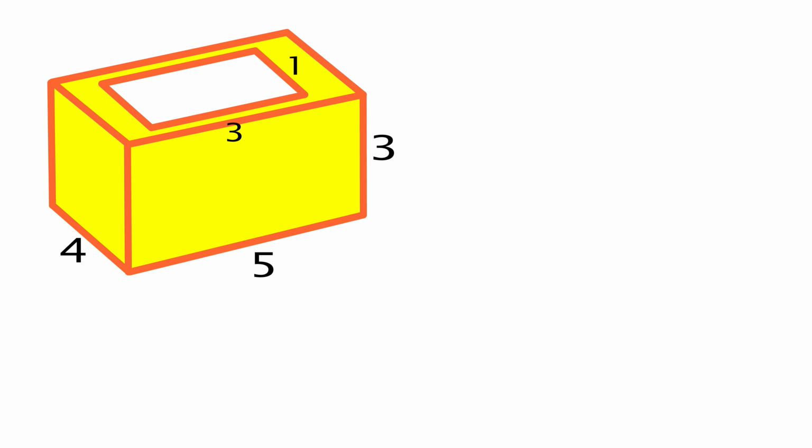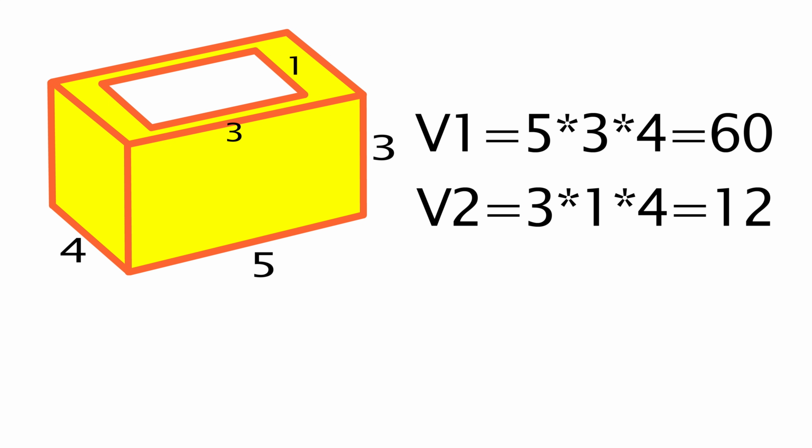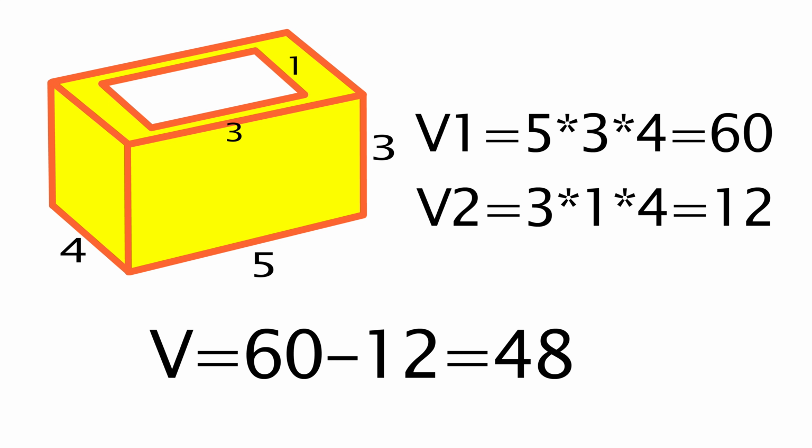Here we have two rectangular shapes, one large and one small. We calculate their volumes and then subtract one from the other to find the remaining volume. The volume of the large rectangle is equal to the area of the rectangle times the height, which is equal to 60. Now the volume of the small rectangle is equal to the area of the rectangle times the height, which is equal to 12. Now we subtract it from each other, which equals 48.